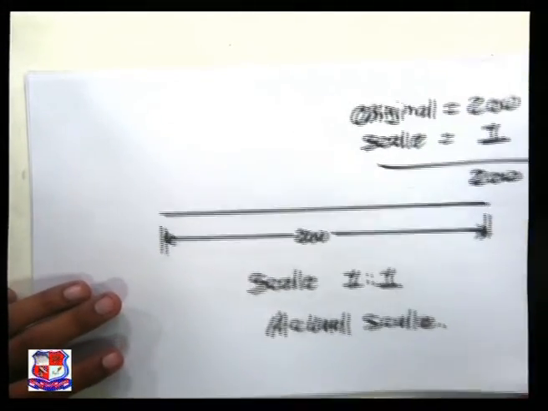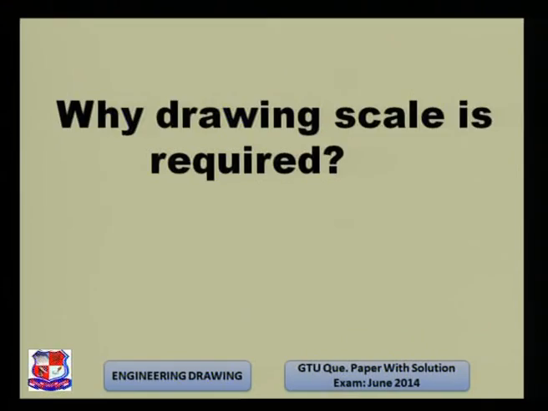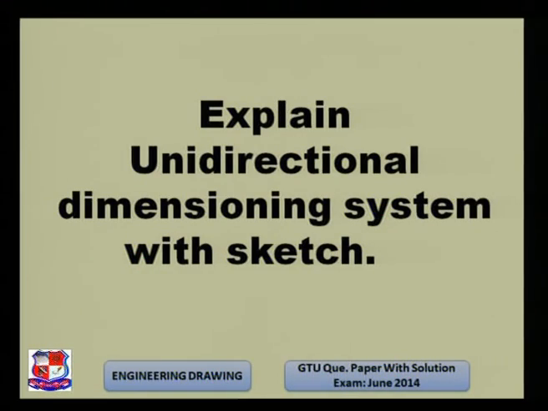Now this is how you can understand what the drawing scales are. Now we'll look at the next question. The next question says: explain the unidirectional dimensioning system with a sketch. Now what is the unidirectional dimensioning system? A dimensioning system is very much important in any sort of drawing.